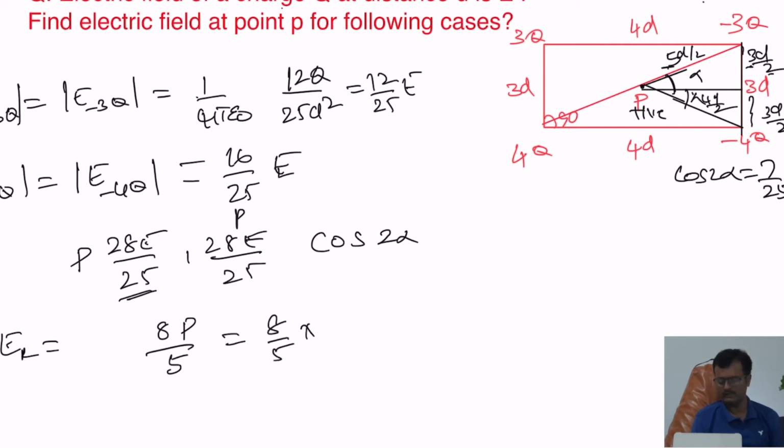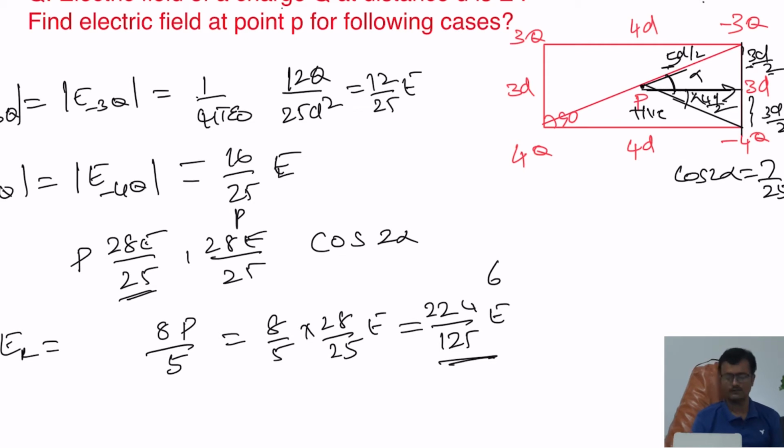8 by 5 into 28 by 25 into E. So 25 5s are 125, 8 8s are 64, 8 2s are 16, 16 plus 6, 224 E by 125. So this is along this direction. So E resultant is 224 by 125 E along this direction.